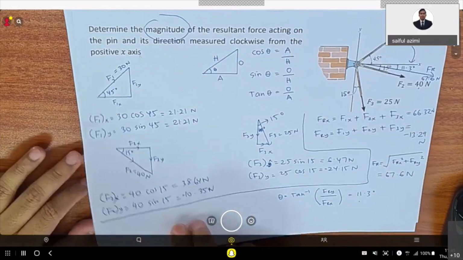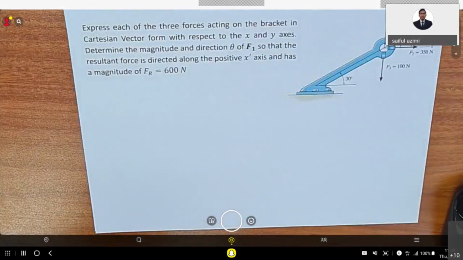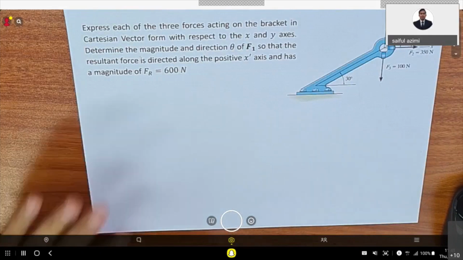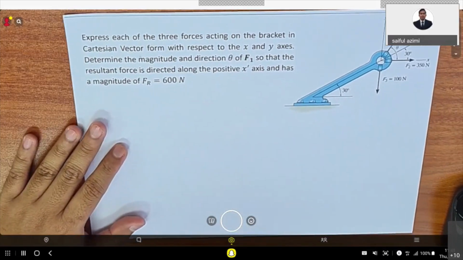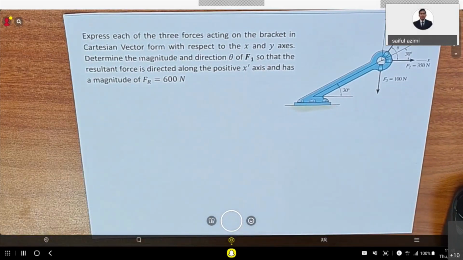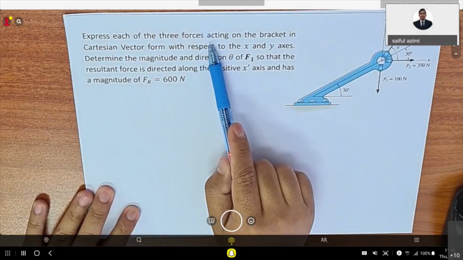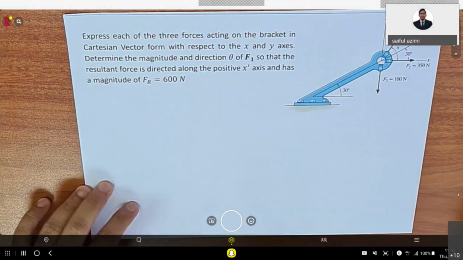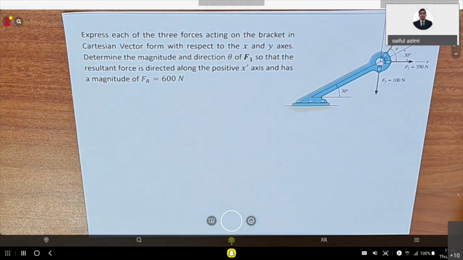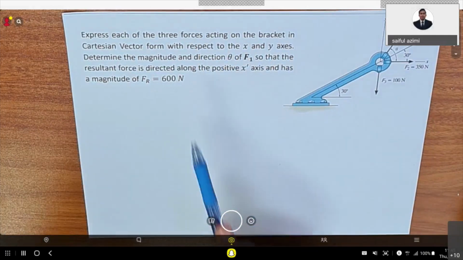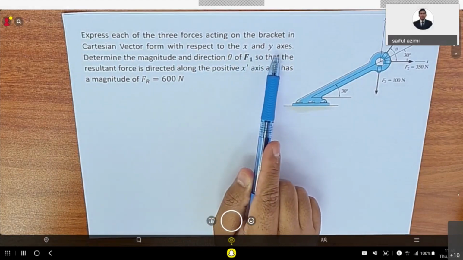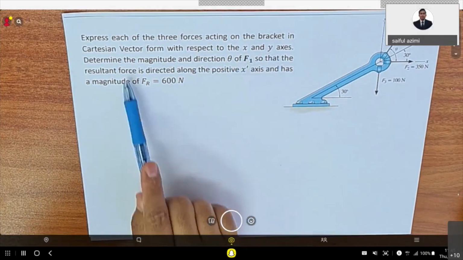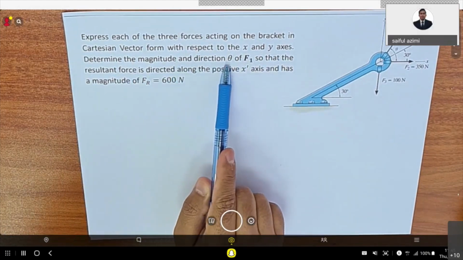Okay. So next, this is the last example for the one that we have learned. These questions ask you to express each of the three forces acting on the bracket in Cartesian vector form. So this time, you need to do it in Cartesian, with respect to the x and y axes. So determine the magnitude and the direction theta of F1.